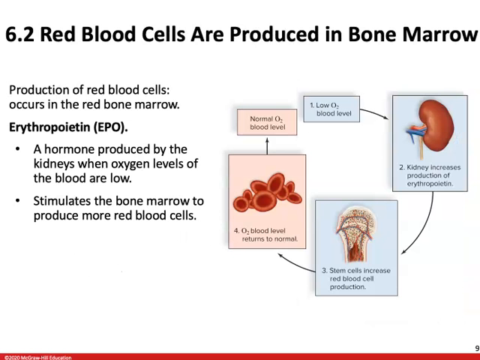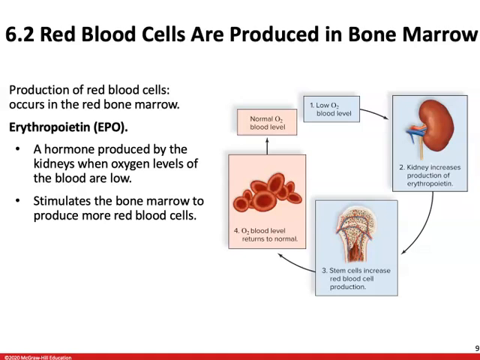The production of red blood cells. Now, this one's really interesting because red blood cells are produced in your bone marrow, the red bone marrow specifically. We'll talk about yellow bone marrow a little bit later on when we talk about bone structure and function.